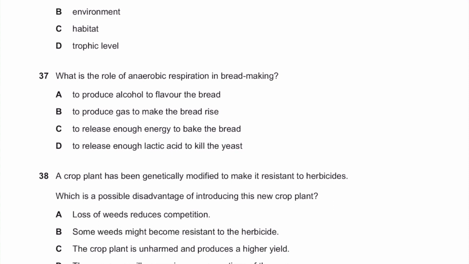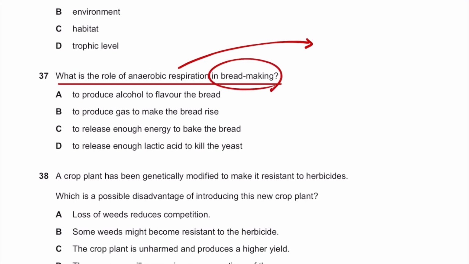Number 36. What is the role of anaerobic respiration in bread making? So the anaerobic respiration that you learn in IGCSE biology happens in animal cells or animals and in yeast as well. So when it talks about the bread making, it must be happening within the yeast.